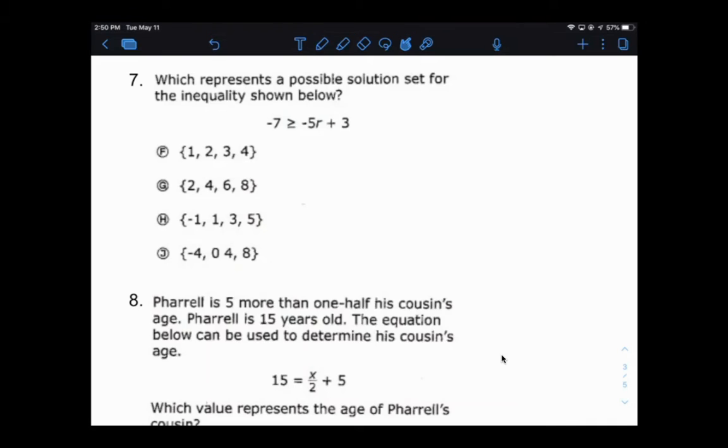Here we go. Problem 7 through 9. Okay, problem number 7, which represents a possible solution set for the inequality shown below.